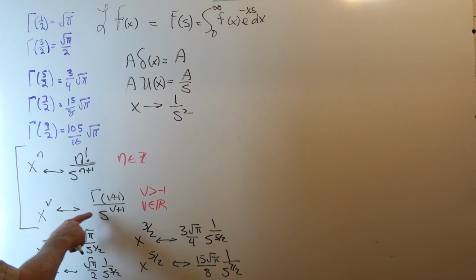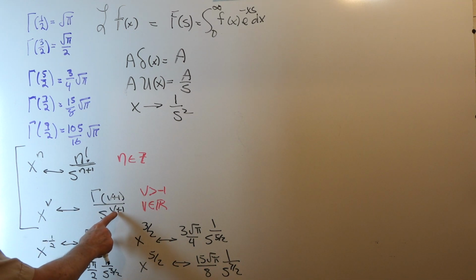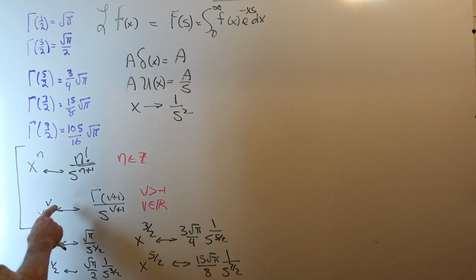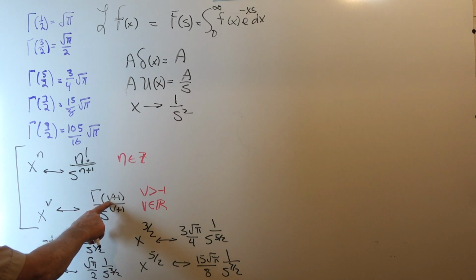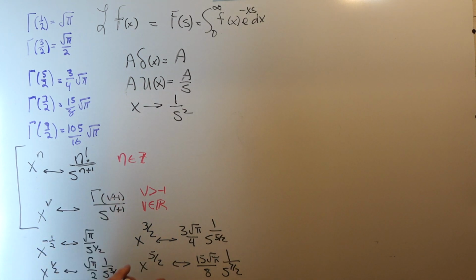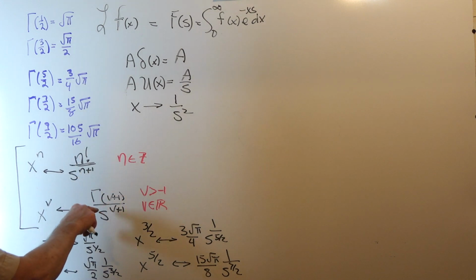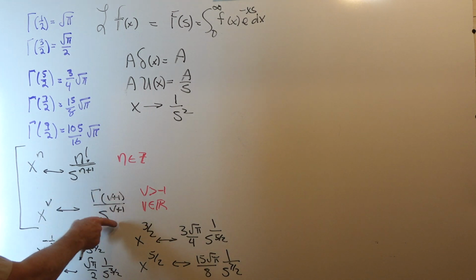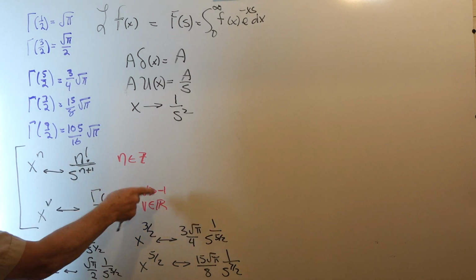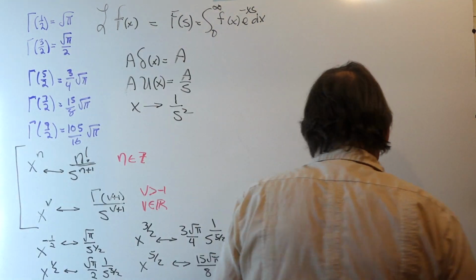Then its Laplace transform is gamma of v plus 1 over s to the v plus 1. And we can see that this reduces to this when v becomes an integer. When v is an integer, we have gamma of n plus 1. And remember, gamma of n plus 1 is n factorial. The gamma is what we call the factorial function. So gamma of n plus 1 is n factorial, and v becomes n. So this becomes this when v is an integer. So these are common Laplace transforms.